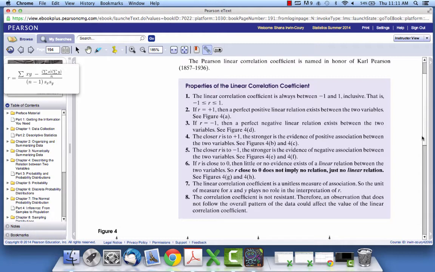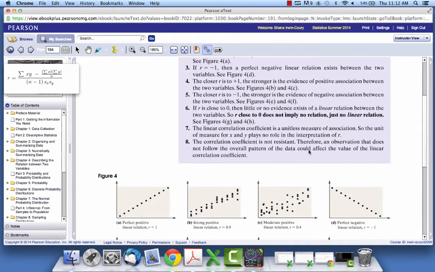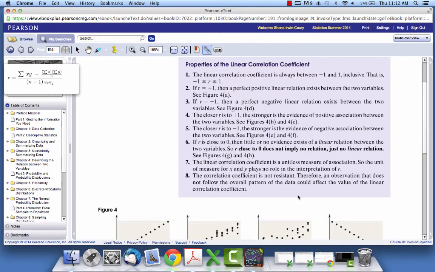The closer r is to 1, the stronger the positive association, and the closer to -1, the stronger the negative association. So if r is close to 0, then you don't have a linear relation, but you can't say they're not related, and you can't say you can't predict one from the other. It's just that it's not linear. That's all you really know.